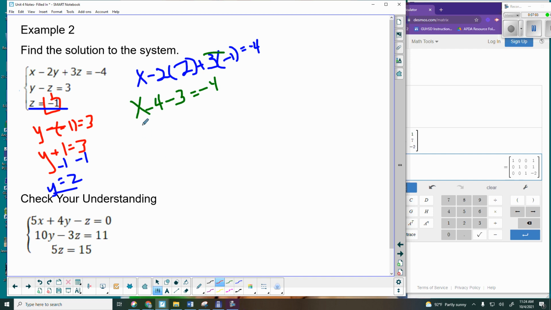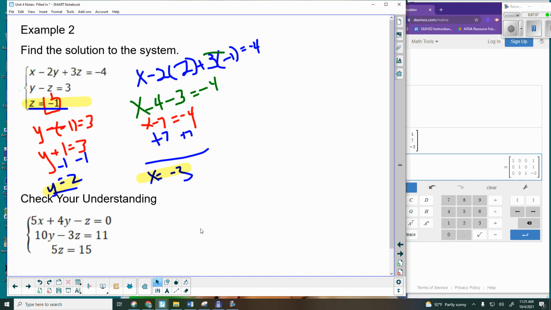We can combine -4 and -3. So x minus 7 equals -4. And then we add 7 on both sides. X equals -3. And then we have our 3 answers. X equals -3, y equals 2, and z equals -1.